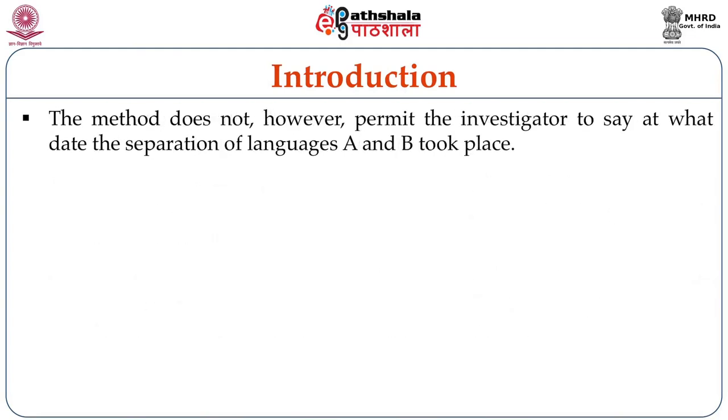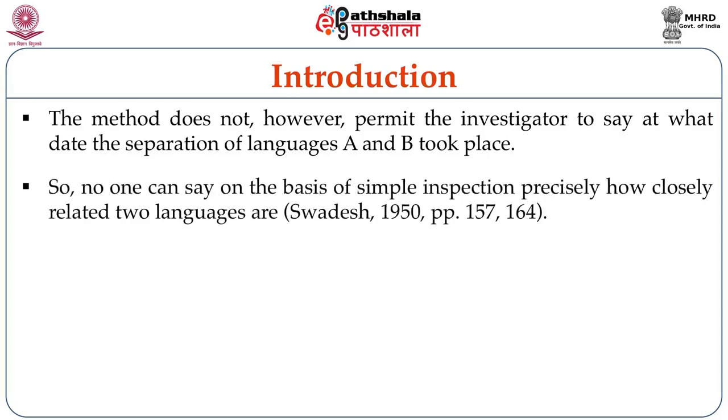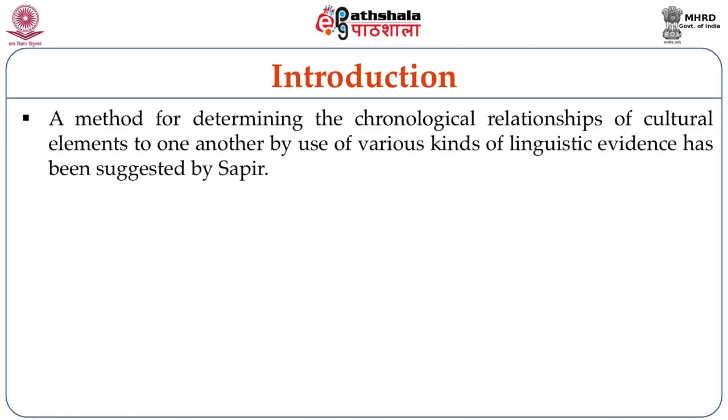The method does not, however, permit the investigator to say at what date the separation of languages A and B took place. So, no one can say on the basis of simple inspection precisely how closely related two languages are. A method for determining the chronological relationships of cultural elements to one another by use of various kinds of linguistic evidence has been suggested by Sapir.